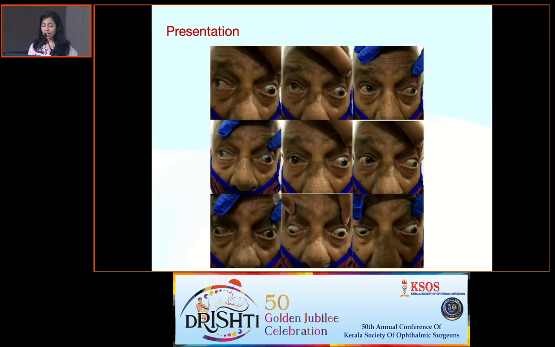In the presentation, the eye would be turned out and down. There will be complete ptosis if it is complete involvement, and there will be limitation of elevation, adduction, and depression, and the pupils will be dilated, with absence of both direct and consensual reflexes.